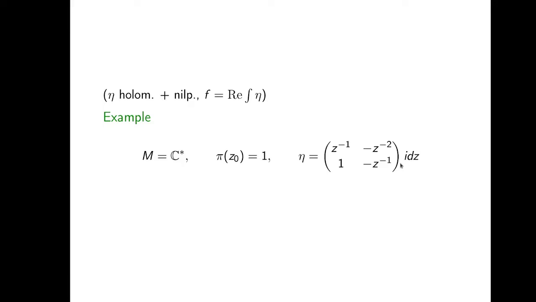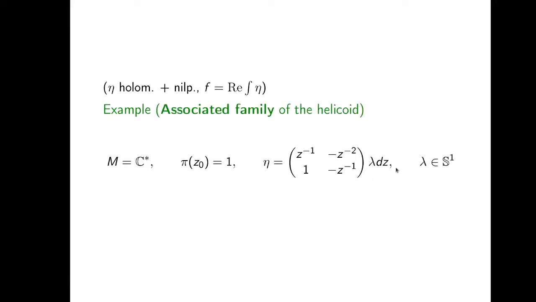Actually, instead of putting an i here, I could have put any unit complex number, lambda. Doing that is called considering the associated family of a minimal surface, and this lambda is called the spectral parameter. So now, taking this Weierstrass data, we should have a one-parameter family of minimal surfaces, indexed by lambda in S1. Let's have a look.